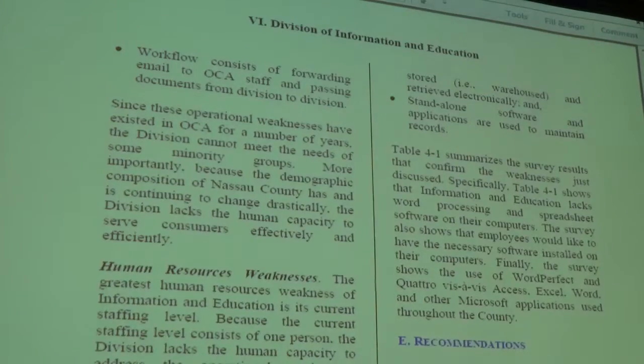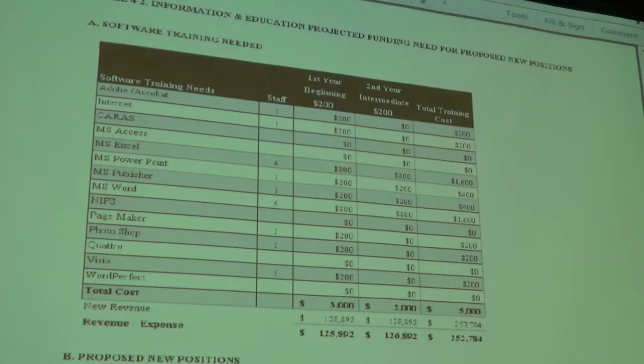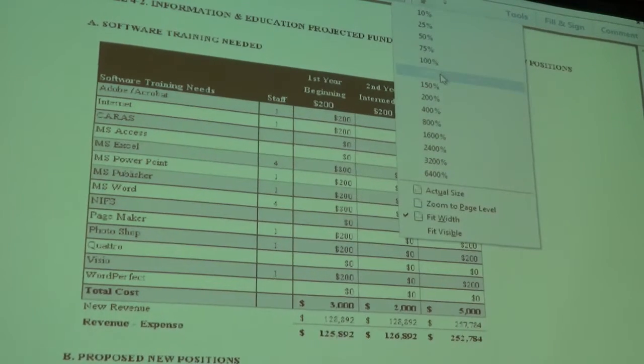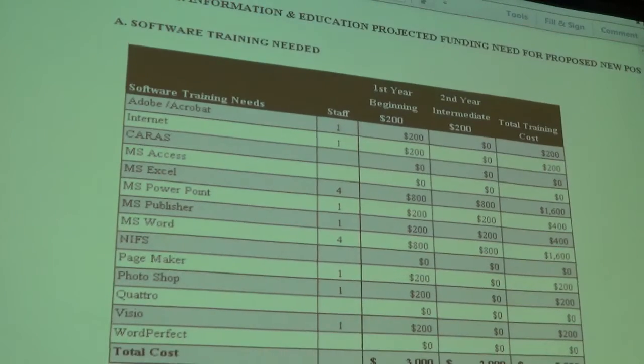All right, this is the Division of Information and Education. We provided recommendations based on assessment. Again, we provided the cost for the training needs.